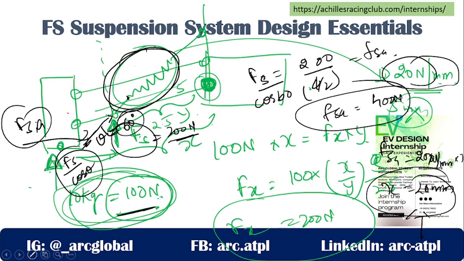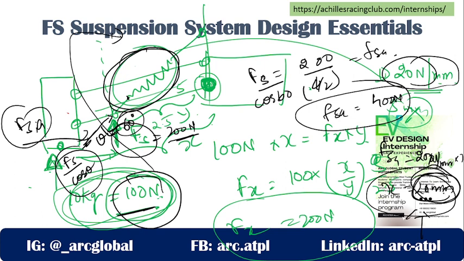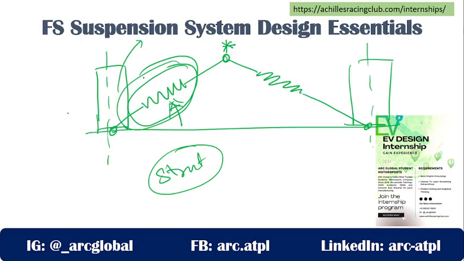So if I say what is the stiffness of the suspension system, I can say at 100 Newton spring compresses by 20 millimeter. At 100 Newton spring compresses by 20 millimeter. So the new stiffness becomes 5 Newton per millimeter. So this is the stiffness that we need to write here.